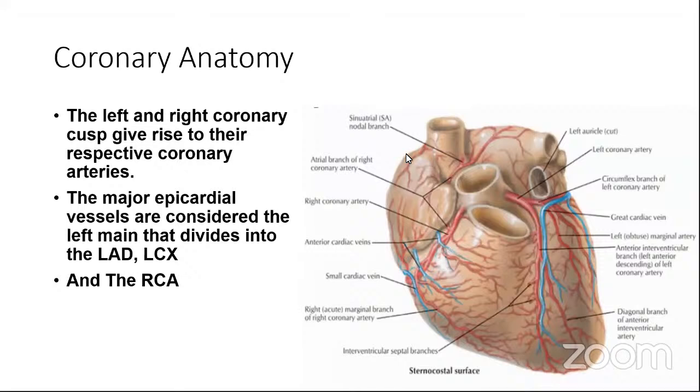So the left and right coronary cusps give rise to their respective coronary arteries. The major epicardial vessels are considered to be the left main and the RCA. The left main divides into the LAD and the LCX.